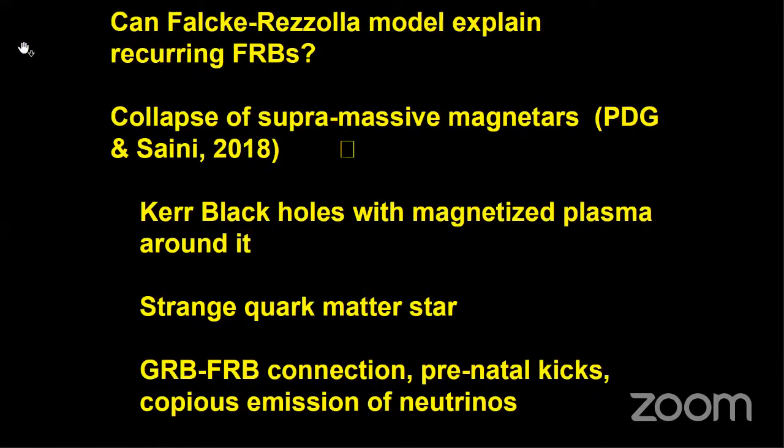Or you could also invoke the collapse of these magnetars into strange quark matter, but that's a different topic. The question of FRBs is still open. We don't know how FRBs are generated. That is why the so-called exotic physics, the question is whether we could explain the recurring FRBs using planetary size black holes, one carrying magnetic charge, the other carrying electric charge.